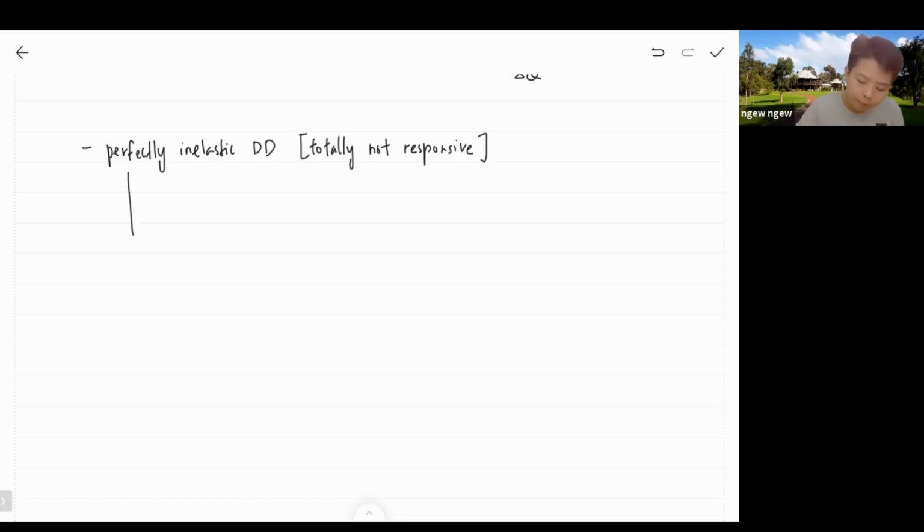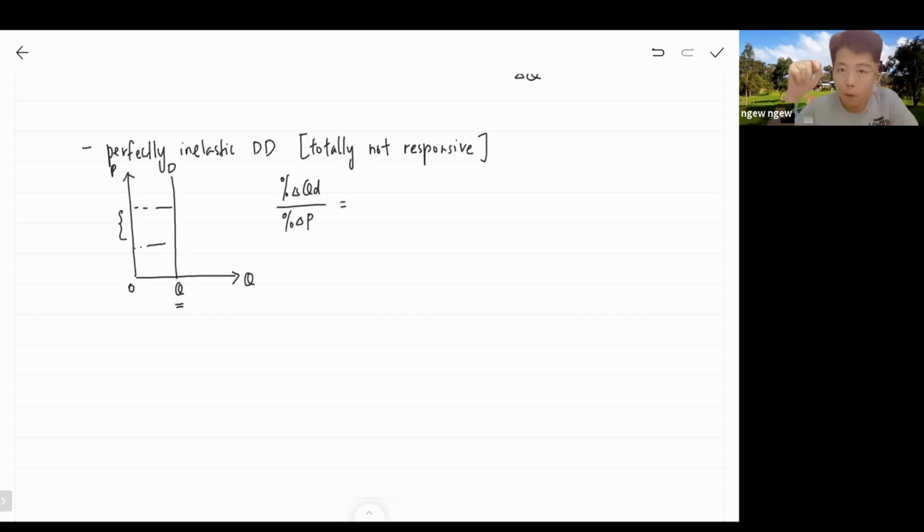Therefore, the diagram will be like this: regardless of your changes in price, consumers will demand the same amount. So you see, regardless of the changes in price, quantity stays the same. Therefore, the percentage change in Q is 0. Based on the formula, percentage change in QD divided by percentage change in price, the top part is 0 because no matter what, the percentage change in quantity wouldn't change. And regardless of what P is, your PED value will always equal 0.